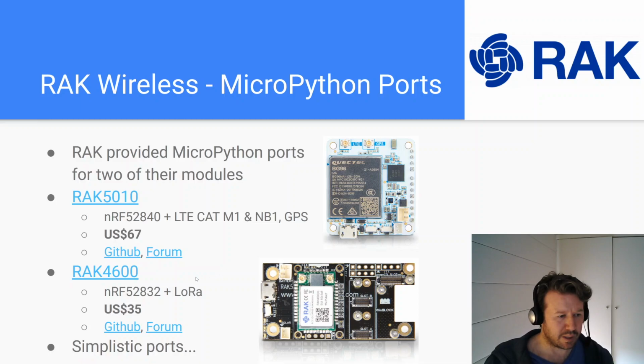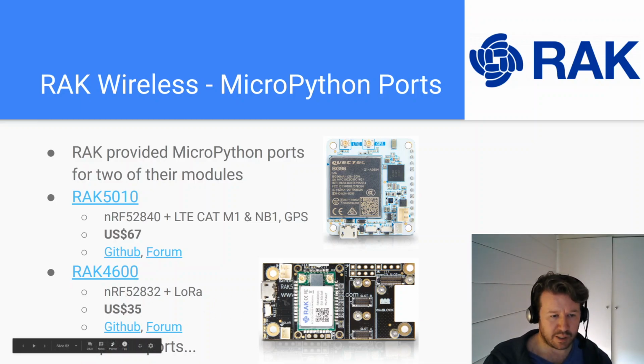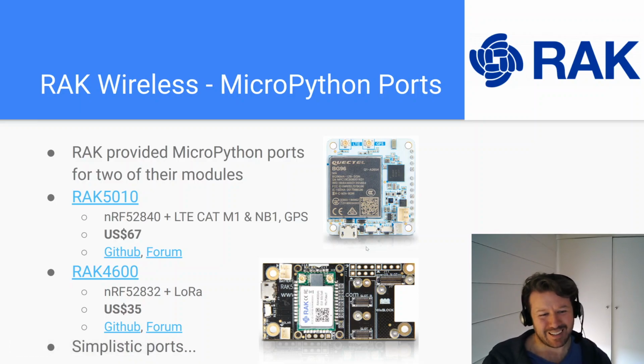So the Rack 4600 is another one of these Nordic chips with the lower end 52832 with LoRa though, half the price. Both of them have supported MicroPython ports, but it requires you to basically check out mainline MicroPython and apply a patch that they provide from GitHub. So they're basic ports, but they do the job, and they do communicate. Like the LoRa one actually has a LoRa implementation, so you can send and receive packets.